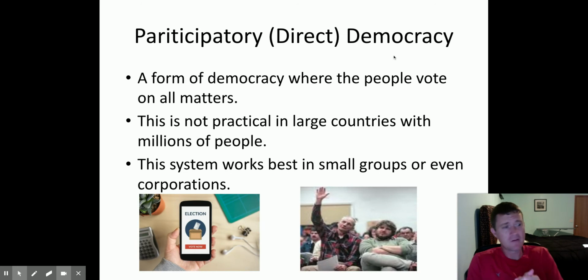Now, there's another type of democracy that is a little bit more difficult in terms of process, but it's much more democratic, and that's a participatory democracy or a direct democracy. And in that case, that means that everybody has a voice on everything. So that means you would vote on everything. So we'll do a little example of a participatory democracy.